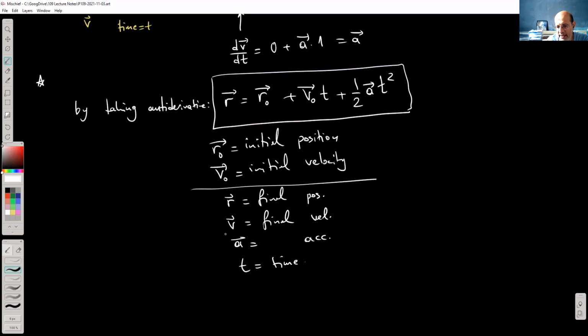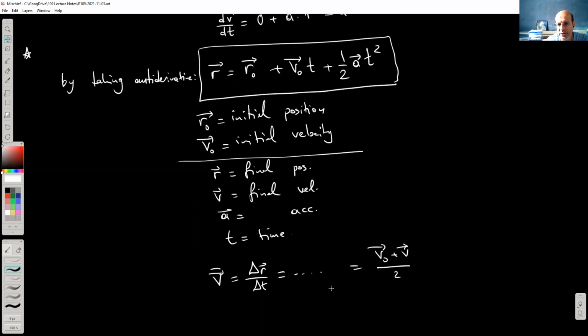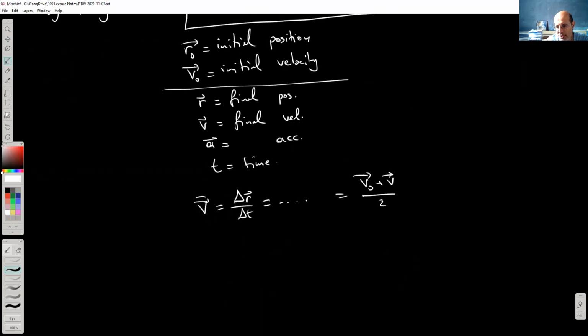The time is a scalar now, but all the other quantities are vector quantities. Now I can define all the other relationships. So the average velocity, for example, that's delta R divided by delta T. You can do the calculation, but at the end, you are going to see the same thing again in here. So it's the arithmetic average of the initial and the final velocities, okay? So as a result, I'm just going to write down this relationship again.